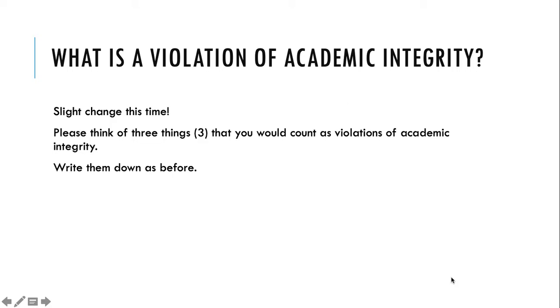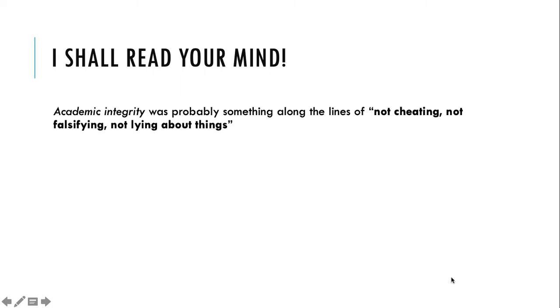So now let's move on to the next part. I will proceed to read your mind. So let's think about this. All right, what is academic integrity? My guess is you probably said something like not cheating, not falsifying, not lying about things. Probably something like that. So defined not as something that you maintain, but rather something you don't do.